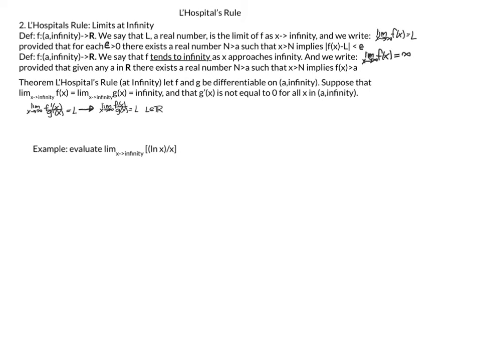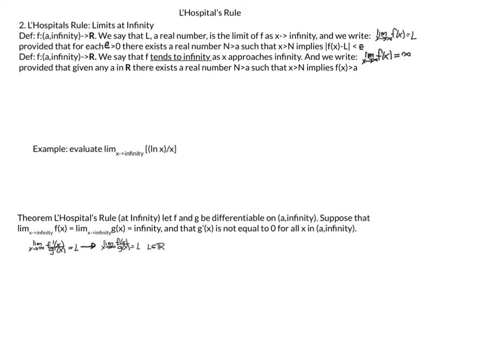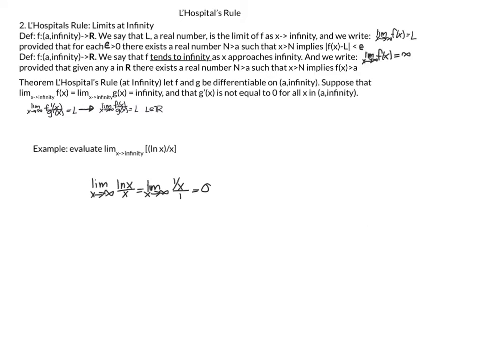I will not prove it, but I'll do some examples, and the first one is the limit as x approaches infinity of natural log of x over x. If we plug in infinity, natural log of x gets bigger as x gets bigger, and x of course gets bigger as x gets bigger. So this is our infinite form. So we will take the derivative of the top, which is 1 over x, and the derivative of the bottom, which is just 1. So we have the limit as x approaches infinity of 1 over x, which will be equal to 0.